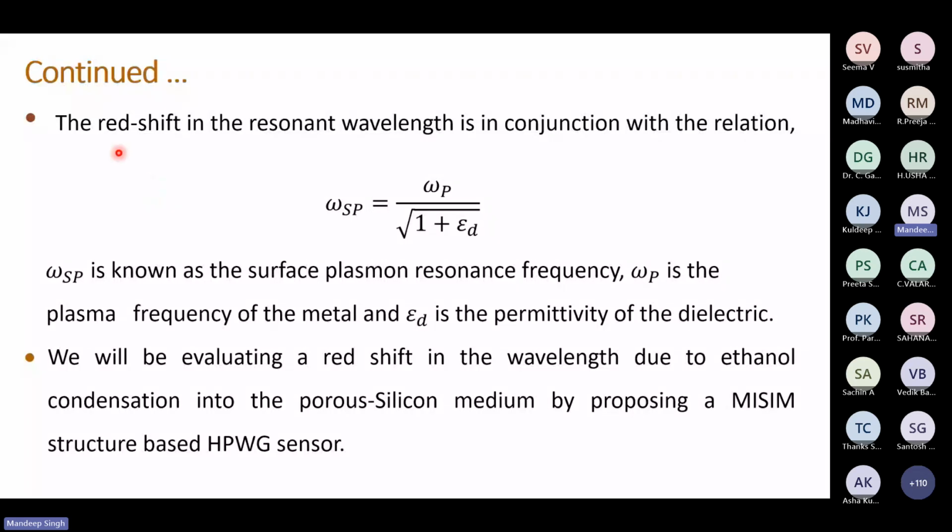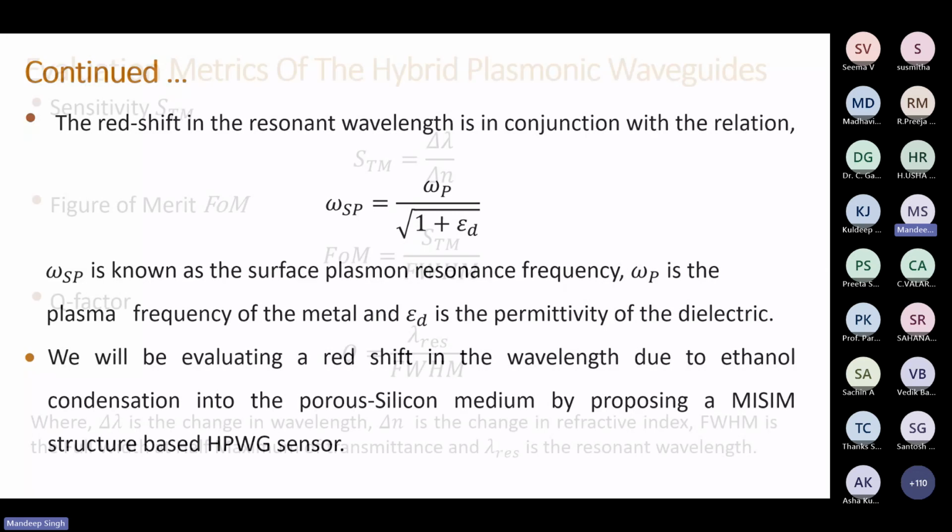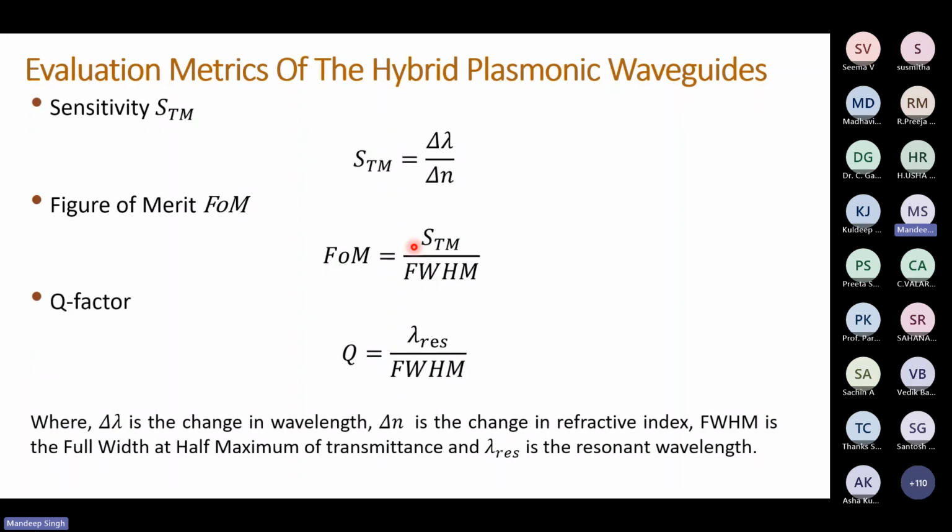Okay, so this type of nanostructures we have reported, where we have also calculated some redshift using the COMSOL software. And you can see the surface plasmon resonance frequency, same standard relation we have used. So it is omega p divided by square root of 1 plus epsilon d, where epsilon d is the dielectric permittivity, right?